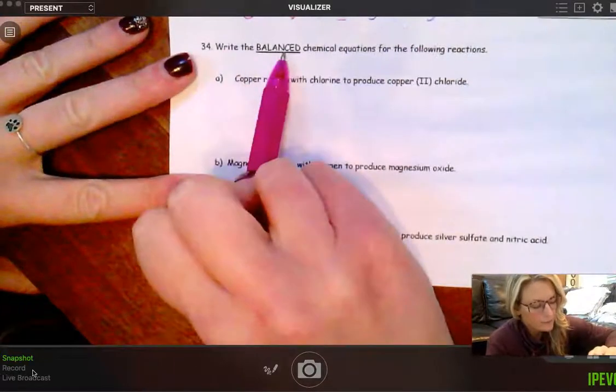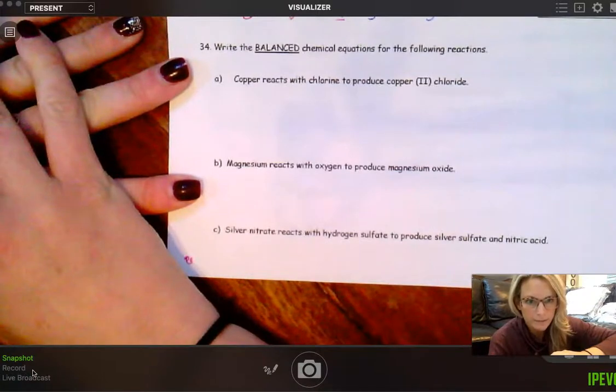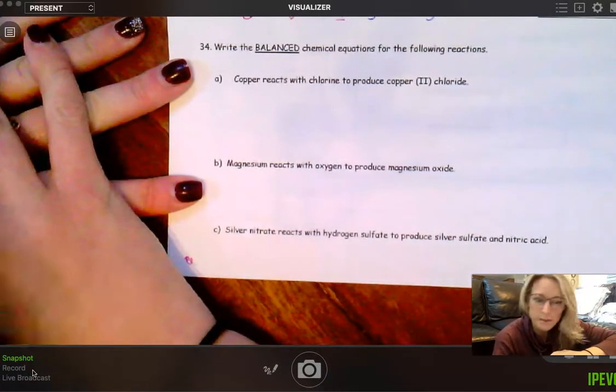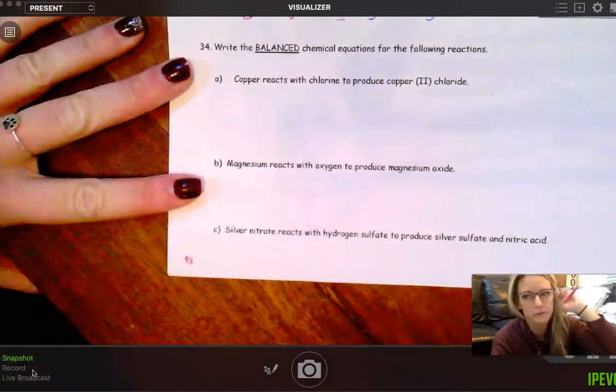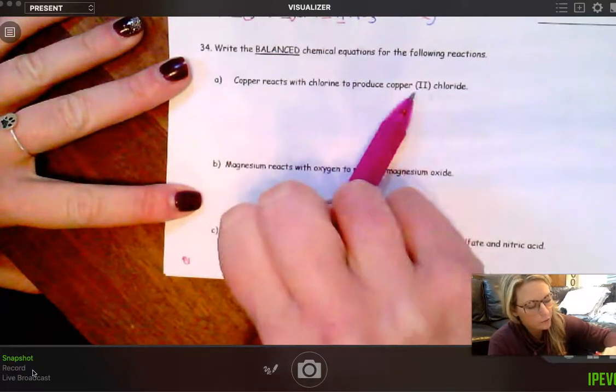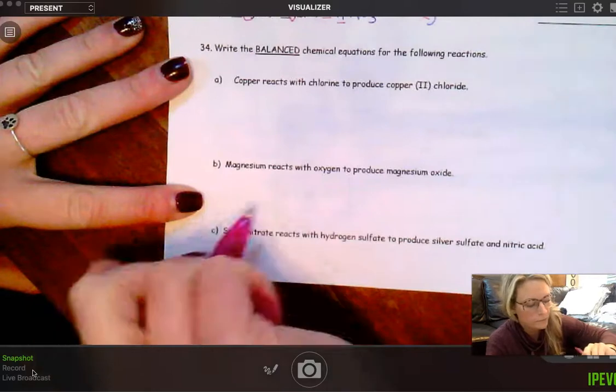So let's look at this one. It says write the balanced chemical equations for the following reactions. And in this video, I'm not focused on balancing. I'm just focused on you guys writing the equation correctly. We have lots of videos already on how to balance equations. So copper reacts with chlorine to produce copper 2 chloride. They're already letting you know the products. You don't have to predict products here.